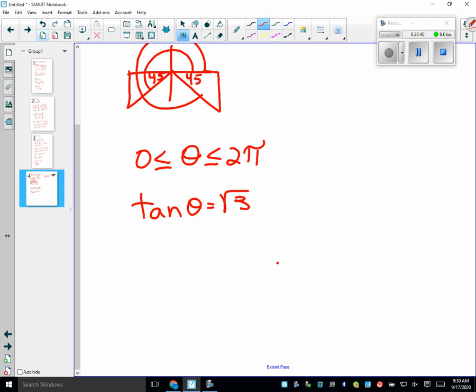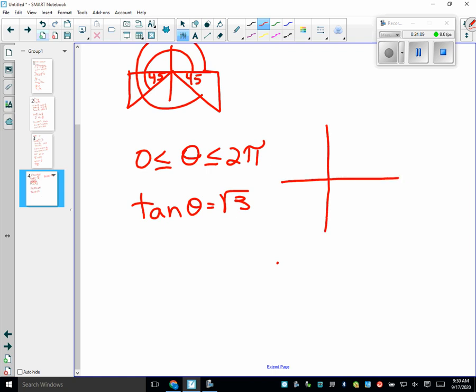Tangent is radical 3. Don't know what that angle is. I do. It's 60. Well, first of all, we're in radians, so it's not 60. It's pi over 3. But if you don't know that automatically, what quadrants is this going to happen in? Tangent is positive in 1 and 3.